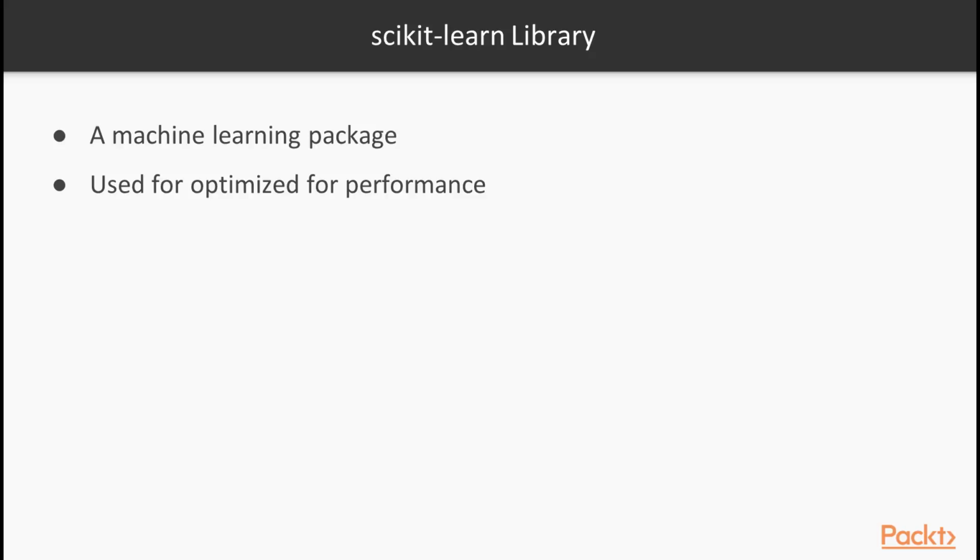The scikit-learn library is a machine learning package, which is optimized for performance as a lot of the code runs almost as fast as equivalent C code. The same statement is true for NumPy and SciPy. There are various ways to speed up the code, however they are out of the scope for this course. So if you want to know more, please consult the documentation.